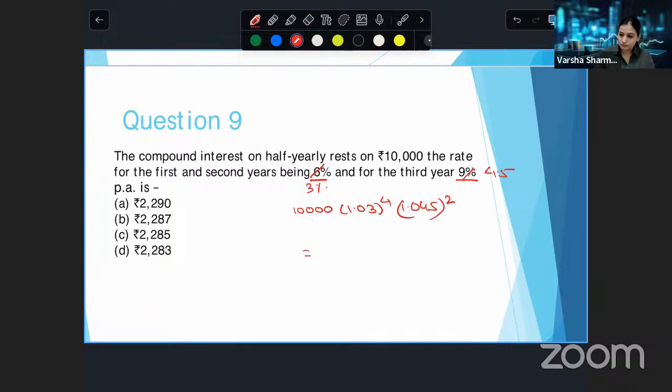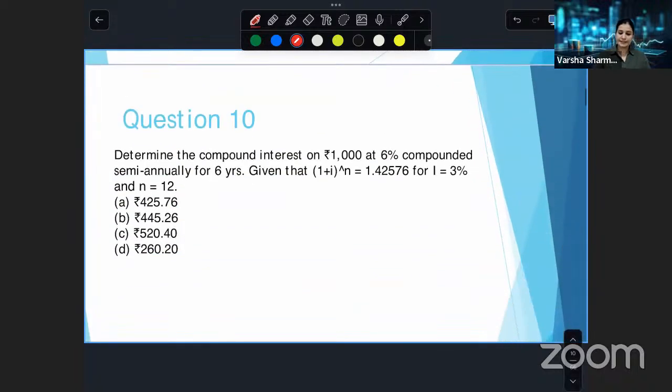What's the amount? 12290.8375. That's the amount. So for compound interest, subtract 10,000. 2290.8 something. So option A is correct. Any doubts? Sure. Next, 10.